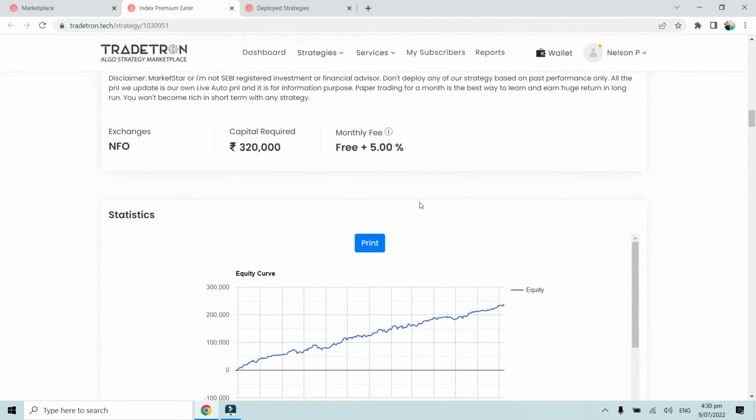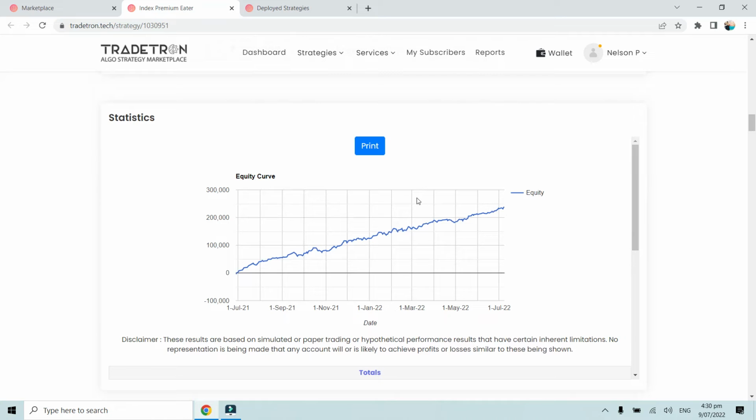Now for every strategy, we also provide the statistics generated by the Tradetron deployment. So this cannot be manipulated. All right, you cannot make any changes. This is based on the actual live deployment and paper trade deployment on Tradetron, and the prices and the trades that happen are based on the strategy conditions, and they cannot be manipulated.